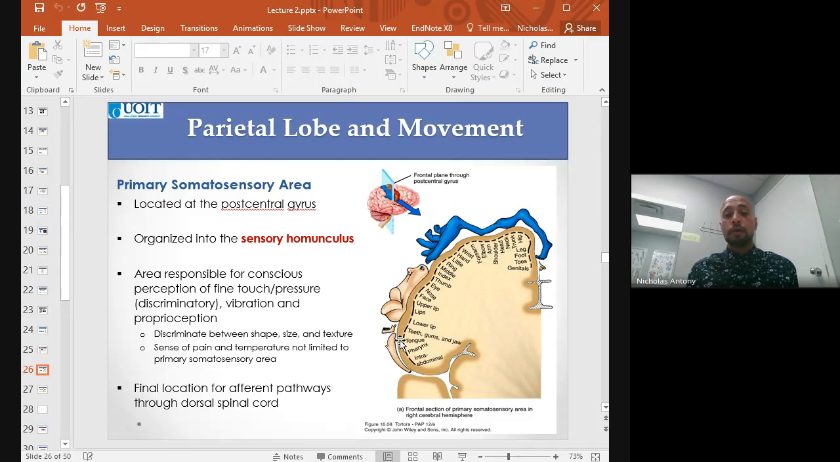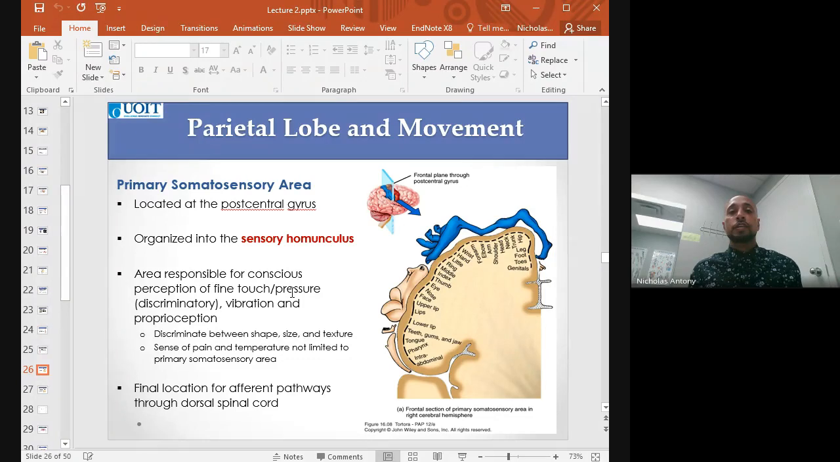It looks fairly similar. There's a greater representation for the tongue, and that's because of our sense of taste. But what we see is that there is more ability for fine sensory or sense of touch and discriminative sensation in the hand and the face, just like in the motor homunculus, okay? So the primary somatosensory area is the area that all of the sensory nerves go into for conscious perception of fine touch, proprioception, vibration, and pain and temperature.